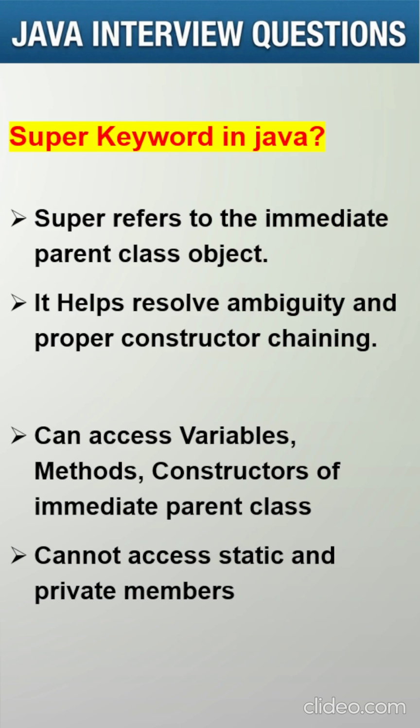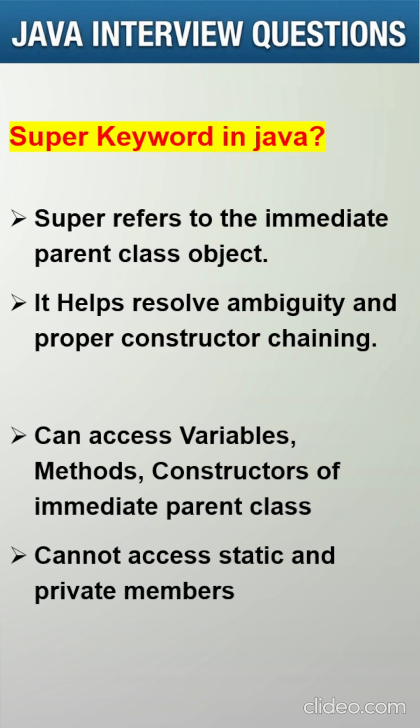Now, if you want to call the parent class constructor, we can directly use super, but it must be the first statement in the constructor. Otherwise, it will throw a compilation error. And super is optional if the parent class has a default constructor. Otherwise, you must write super explicitly.